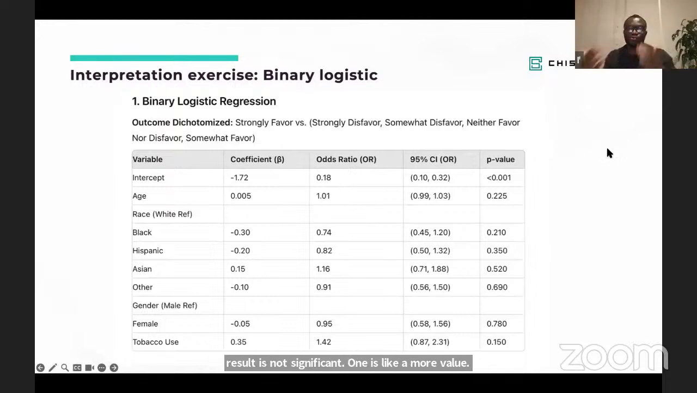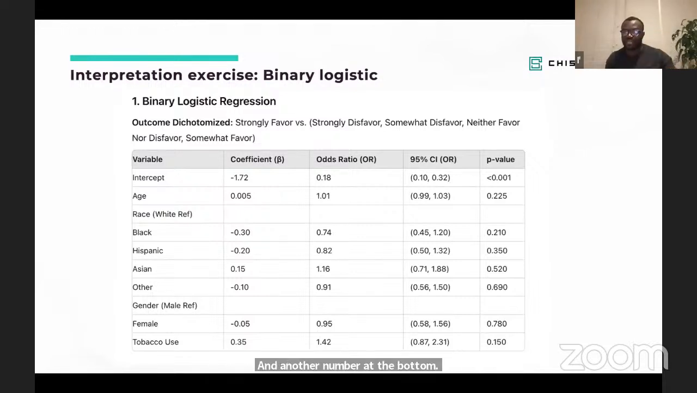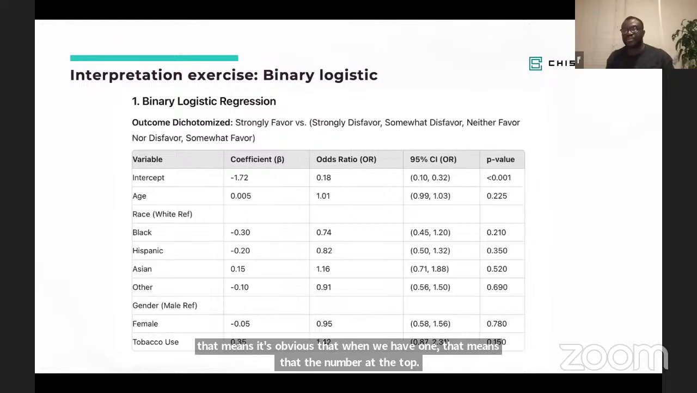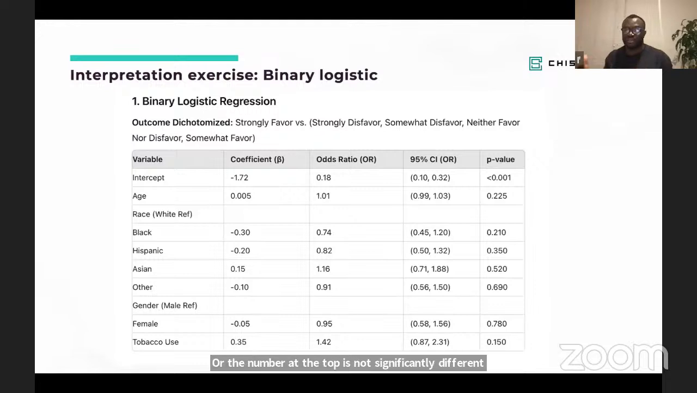And what is special about 1? Well, remember that we're talking about odds ratios here. A ratio means you have one number at the top and another number at the bottom. 4 divided by 4 is 1. 5 divided by 5 is 1. So it's obvious that when we have 1, that means the number at the top is equal to the number at the bottom, or the number at the top is not significantly different from the number at the bottom. So that's the special thing about 1. 1 means a null value, where the number at the top and number at the bottom are the same.